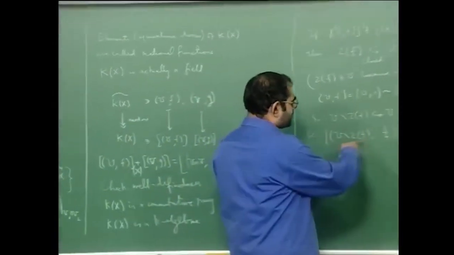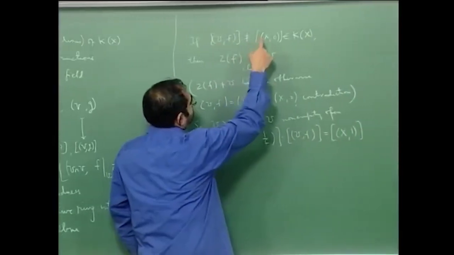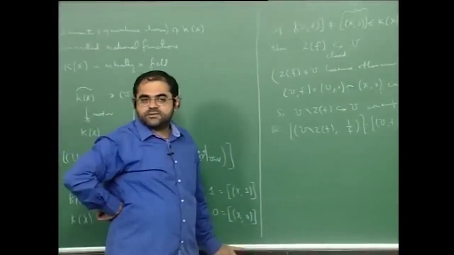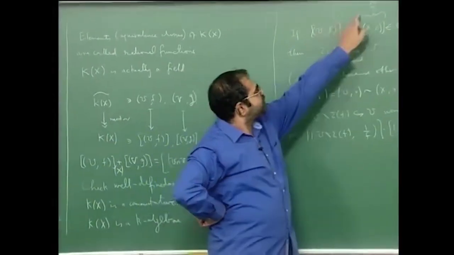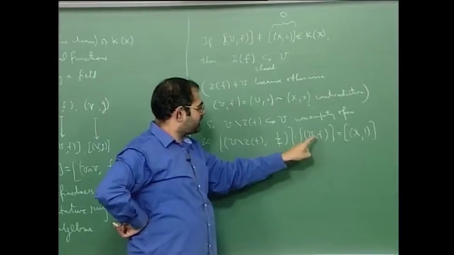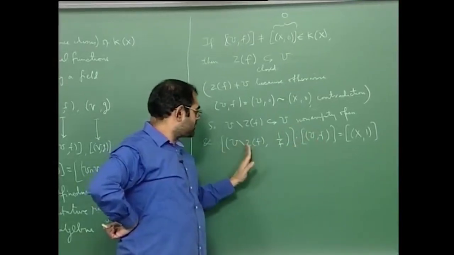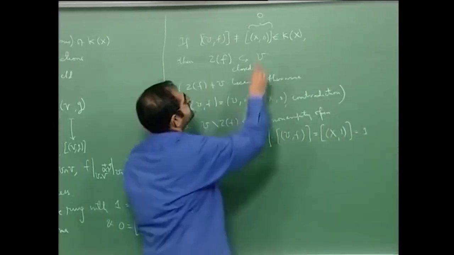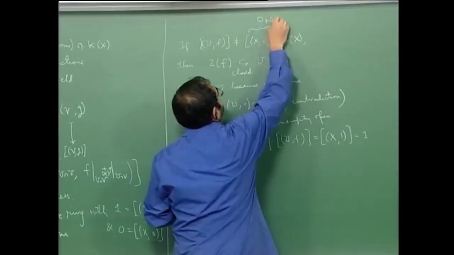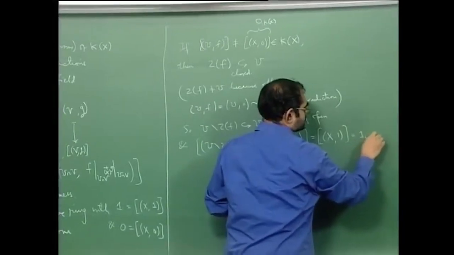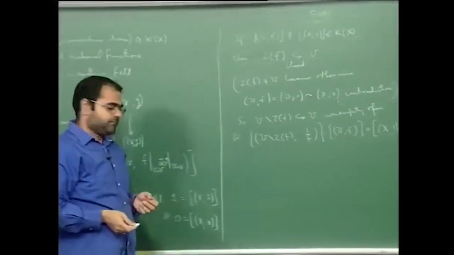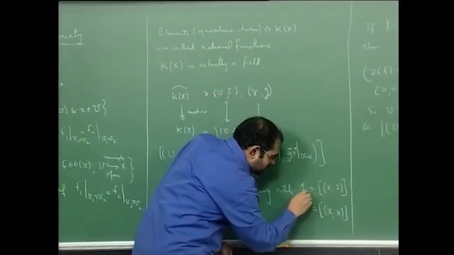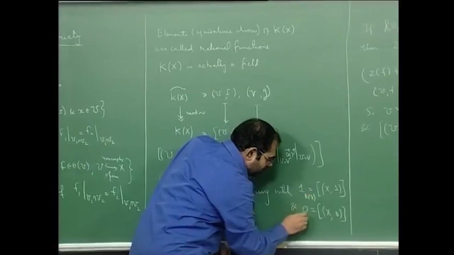Therefore, what this tells you is that whenever (U, f) is not the zero element, mind you, this is the zero element in Kx, it has a reciprocal. There is something with which you can multiply it to get one. This is the zero in Kx, and this is the one in Kx. So here also, when I write one equal to (X, 1), I mean this is the one in Kx, and this is zero in Kx.